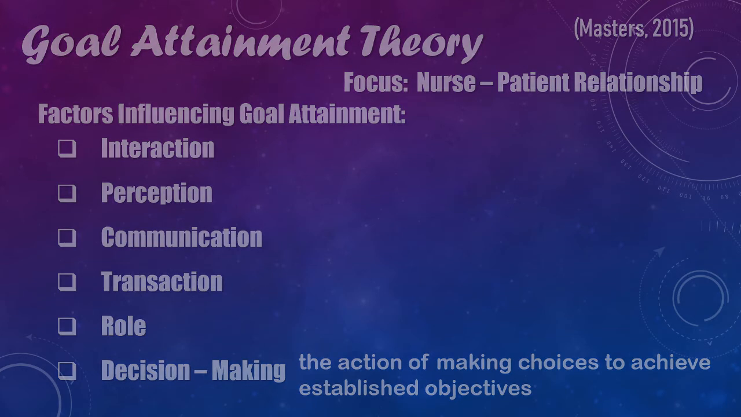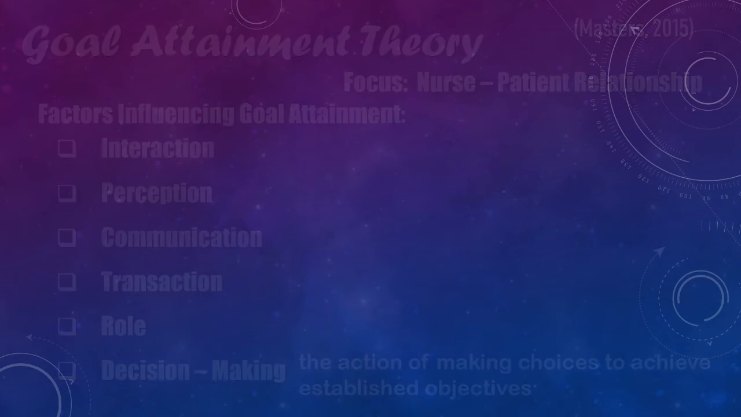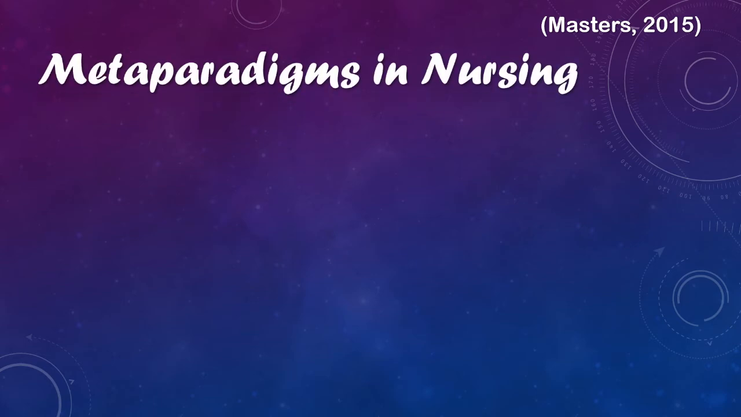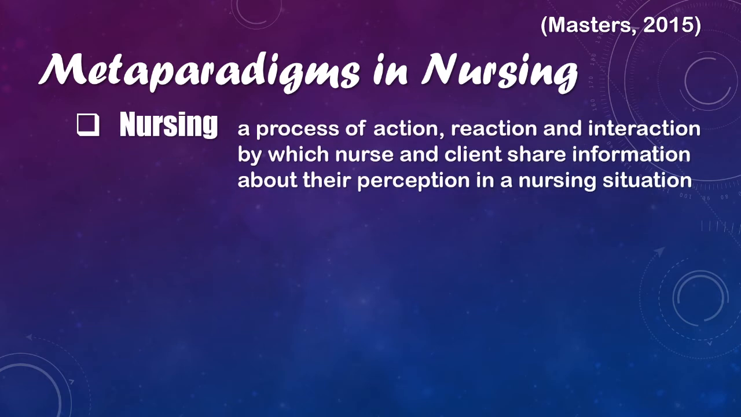Basing on the book Nursing Theories: A Framework for Professional Practice by Masters, King identified and defined the meta-paradigms in her theory. She defined nursing as a process of action, reaction, and interaction by which nurse and client share information about their perception in a nursing situation.